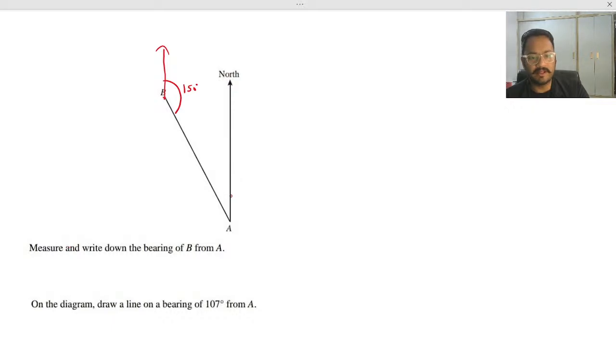Now, measure and write down the bearing of B from A. What will be the answer? Let's see who can answer. If this is 150, then you need to answer, because we cannot measure right now. So assume that I measured it as 150 degrees using a protractor. Now what is the answer?